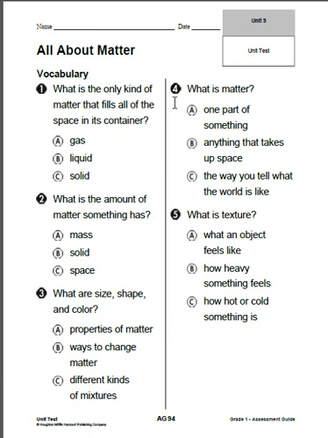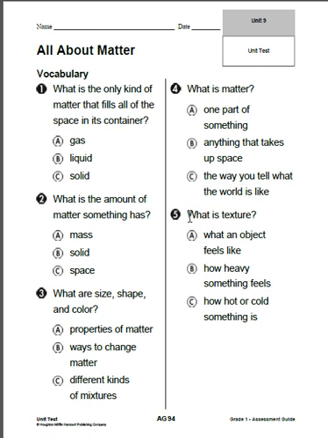Moving up to the top of the next column, number 4 says, what is matter? A, one part of something, B, anything that takes up space, C, the way you tell what the world is like. What is matter? A, one part of something, B, anything that takes up space, or C, the way you tell what the world is like.